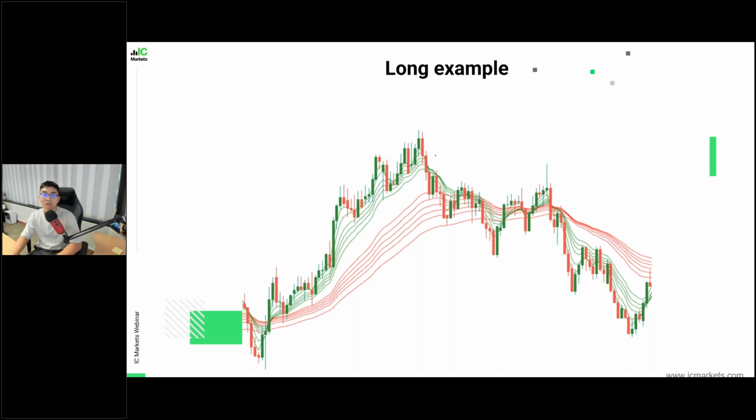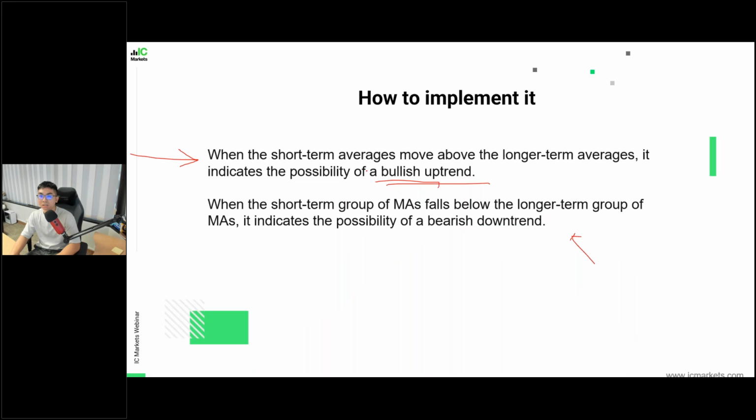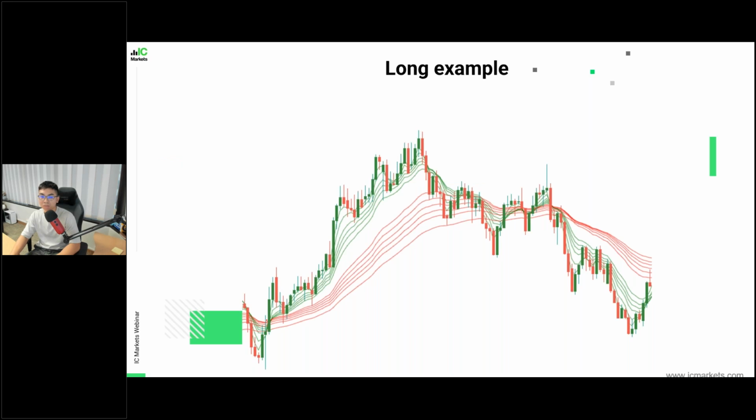So this is a long example. When the green color line, the short-term average, moves above the long-term average, we can actually start to buy right there. Our stop loss can be below there. So it's actually pretty simple. You are not looking at all the other small lines, so many lines, 1, 2, 3, 4, 5, 6. You are not focusing on that. You are looking at it as a whole. So this is a long bullish example, a very simple one.